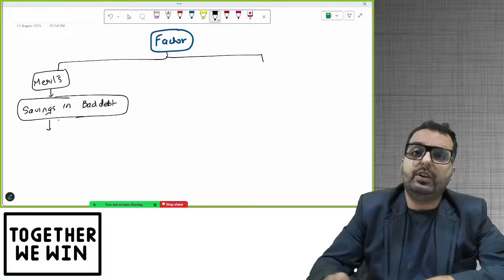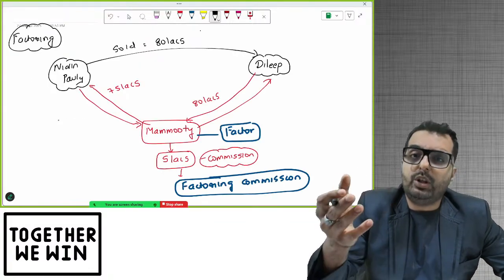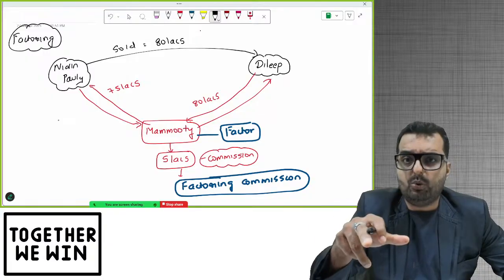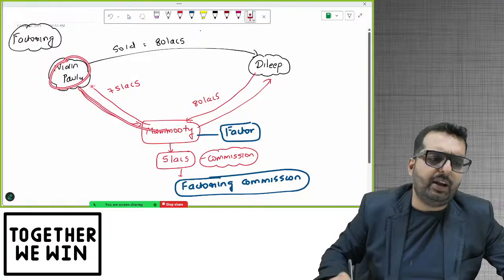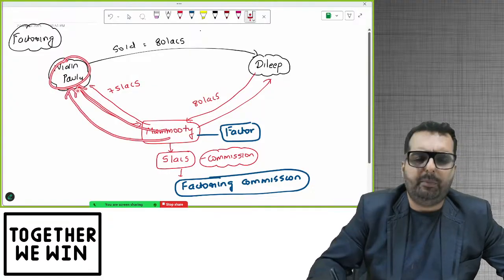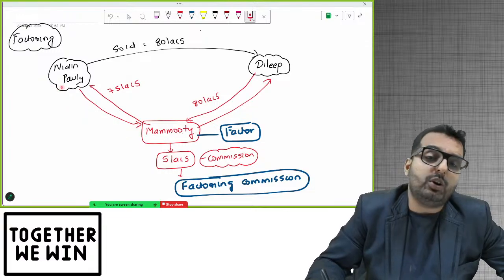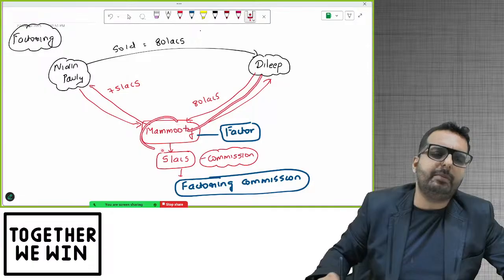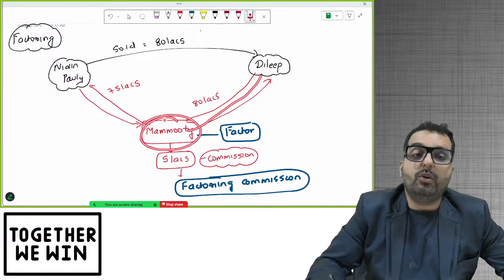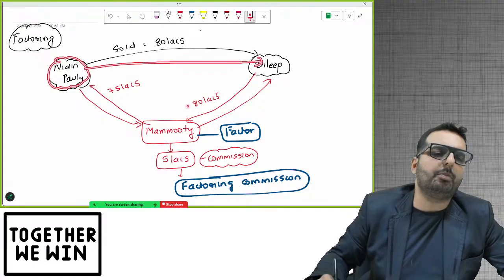A factor with recourse means if the loss is happening even after Mammootty goes, and the money is not able to cover it, the loss will be suffered by Nivin Pauly. That is called with recourse to Nivin Pauly. So if Dilip doesn't pay, Nivin Pauly will suffer the loss. But without recourse, if Dilip doesn't pay, Mammootty will suffer the loss. So only in case of without recourse, Nivin Pauly will not have to pay any losses.